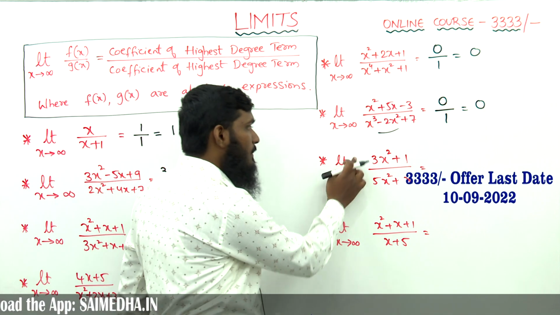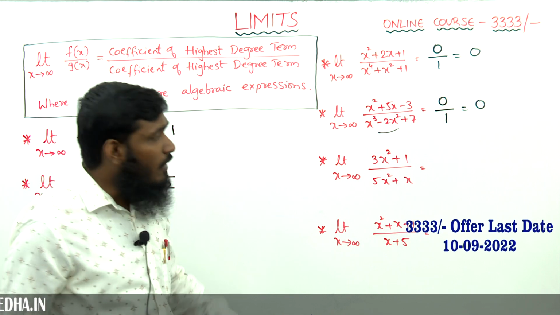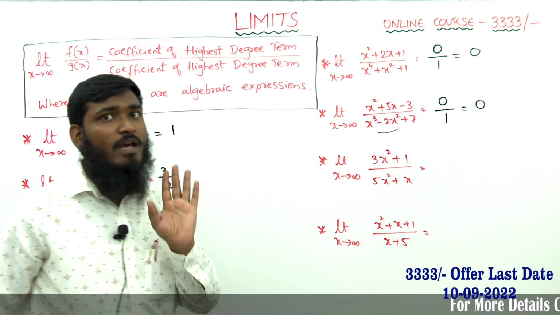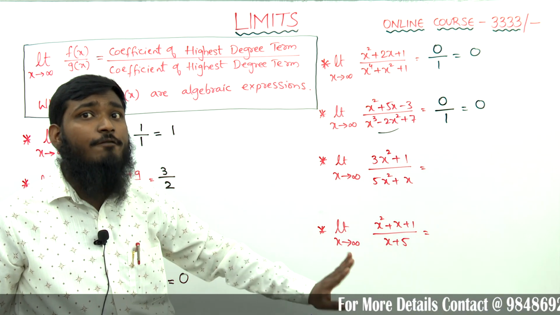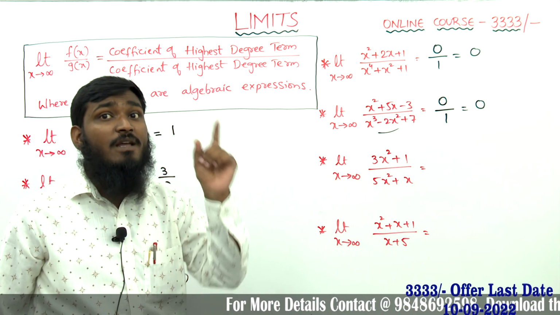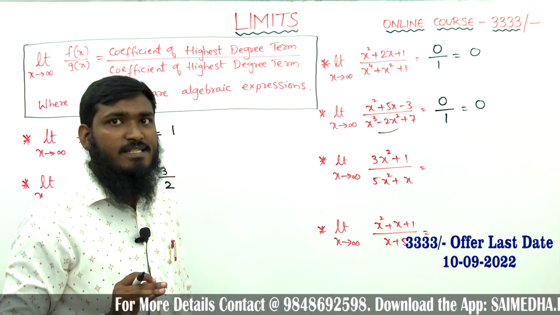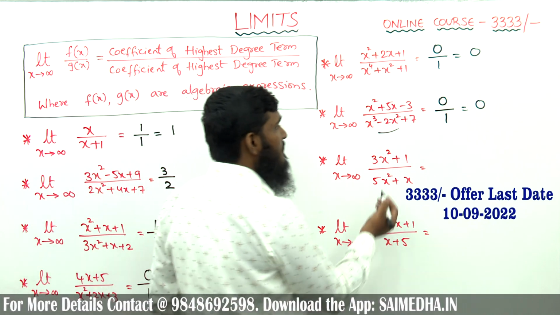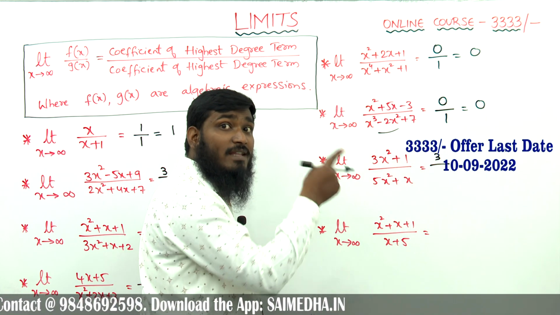Now next part, limit x tends to infinity, (3x square plus 1) divided by (5x square plus x) is given. Now in this complete question, what is the highest degree term we are having? Highest degree means x square from the complete question. Don't take separately from numerator and separately from denominator, that will be wrong. Whenever we are identifying the highest degree, we have to find it from the complete question. So we have x square. Now we have to select the coefficient of x square both from the numerator as well as denominator. So what is the coefficient of x square? 3, divided by, what is the coefficient of x square in the denominator?